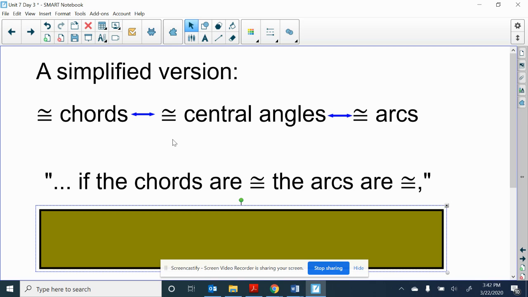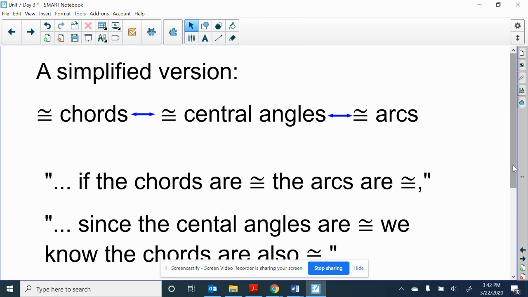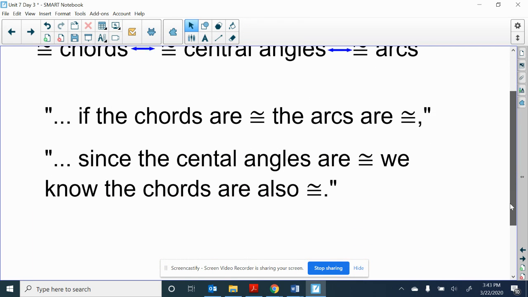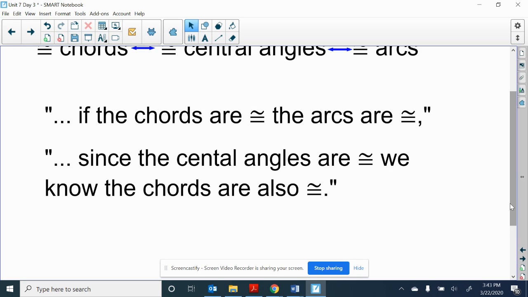So if you showed that the chords are congruent and you wanted to say the arcs were, you could say, all right, well, we know AB is congruent to CD. And if the chords are congruent, the arcs are congruent. So arc AB is congruent to arc CD. Or since we know the central angles are congruent, we know the chords are congruent also. Just something like that. So you don't need all 3 parts. You can just use the 2 parts that you have in your proof.